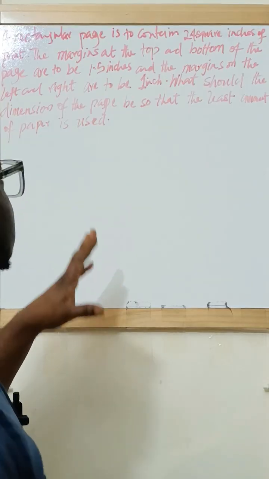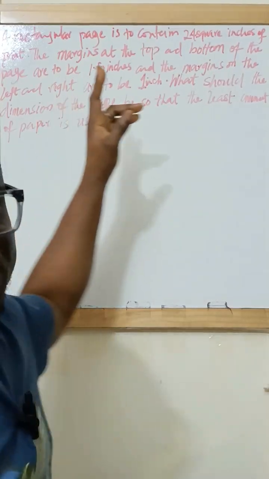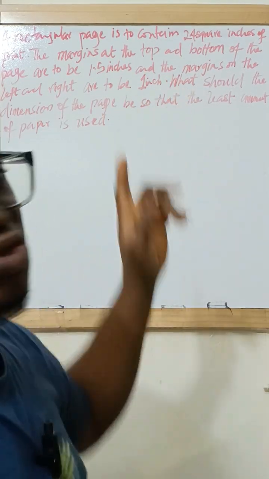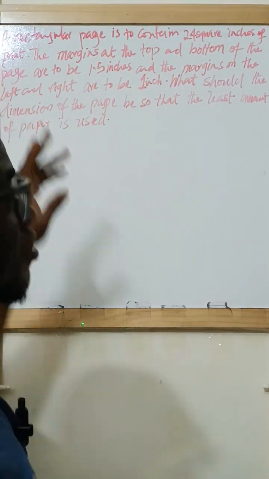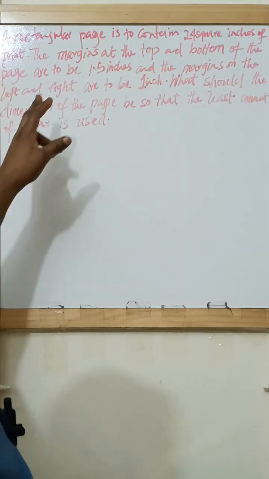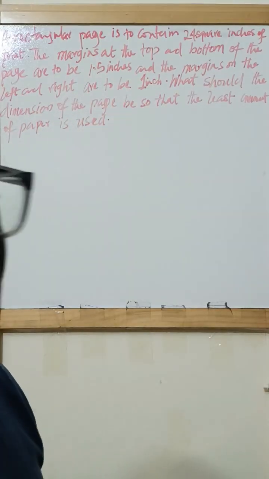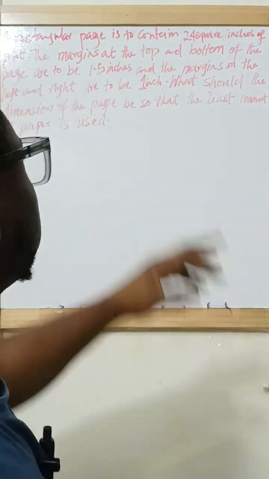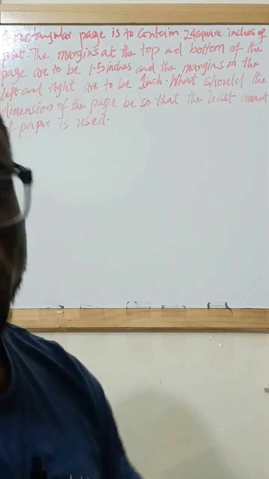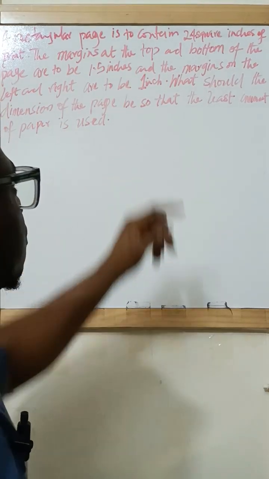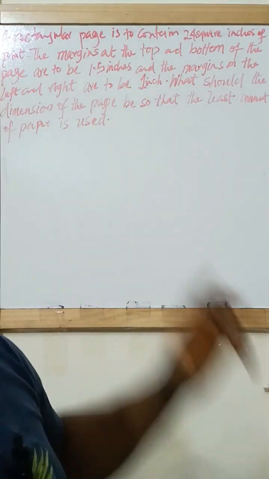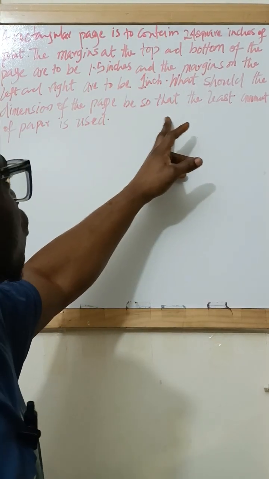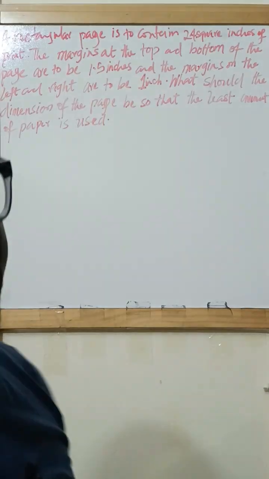So in this question, a rectangular page contains 24 square inches of print, the printing area. The margin at the top and bottom of the page is to be 1.5 inches, and the margin at the left and right to be 1 inch. Now what should be the dimension of the page so that the least amount of paper is used?